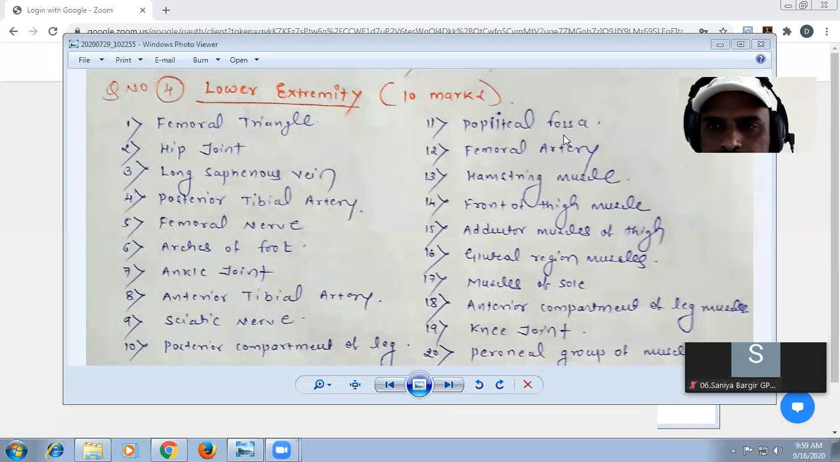For the popliteal fossa, you have to remember the boundaries and definition, diamond shape, which I have covered in the short notes. You should not make a mistake here. Superolaterally, biceps femoris; superomedially, semitendinosus and semimembranosus; inferolaterally, lateral head of gastrocnemius; inferomedially, medial head of gastrocnemius. Laterally, you have to write the plantaris also, inferolaterally.